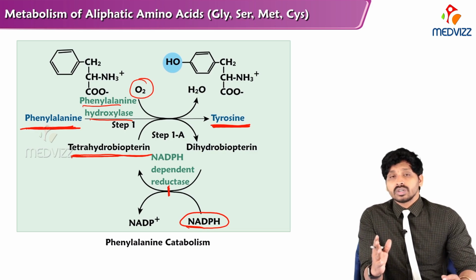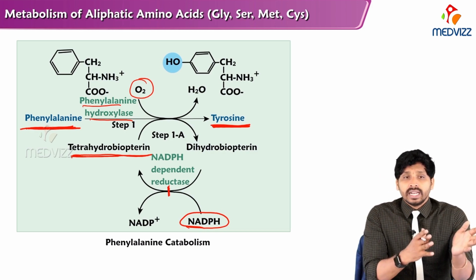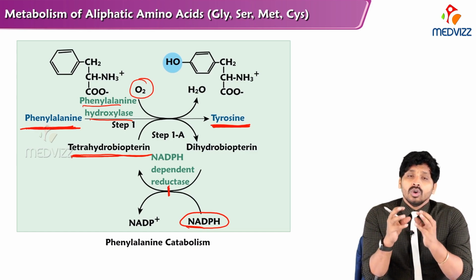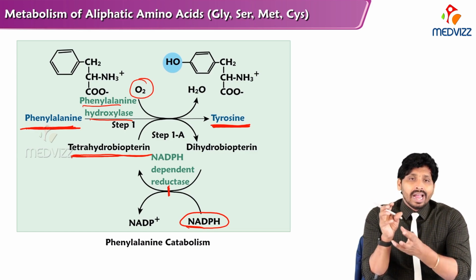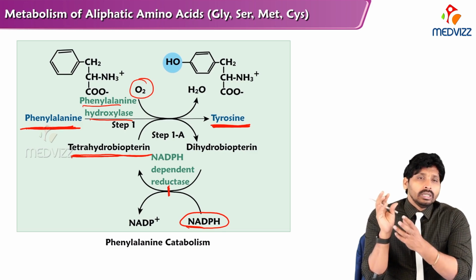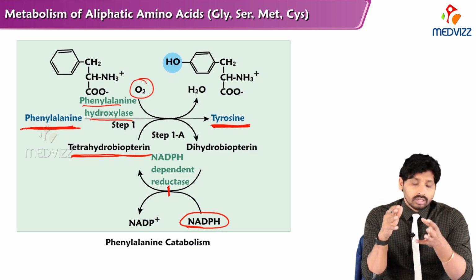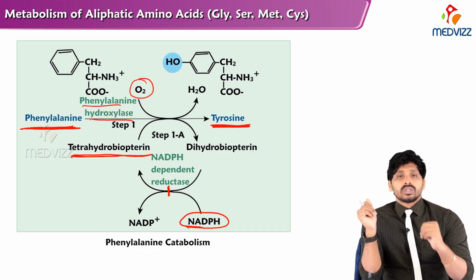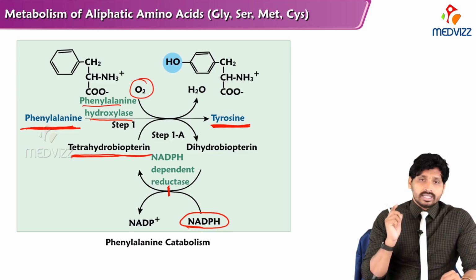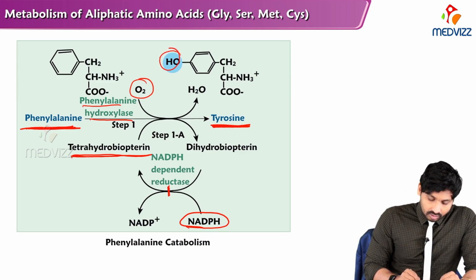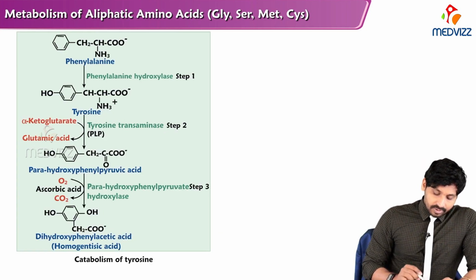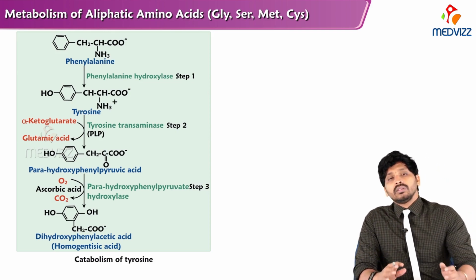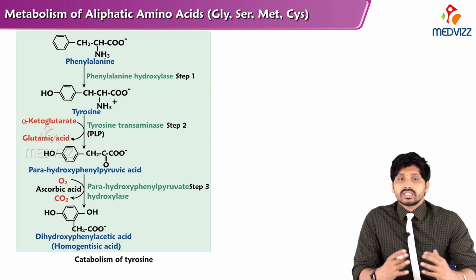I told you the structural difference between phenylalanine and tyrosine. Phenylalanine has a simple benzene ring; tyrosine, in addition to the benzene ring, has a hydroxyl group. So to convert phenylalanine to tyrosine, we should add an OH group to the benzene ring of phenylalanine. That's what the enzyme phenylalanine hydroxylase is doing. You see here, a hydroxyl group is added. So the first step is completed, phenylalanine is converted to tyrosine by phenylalanine hydroxylase, and hereafter the metabolic fate of phenylalanine and tyrosine is the same.